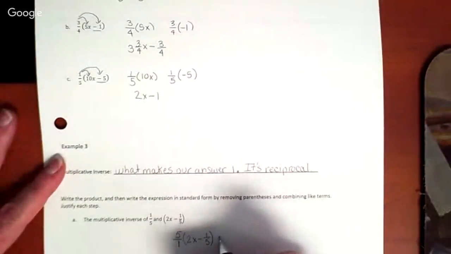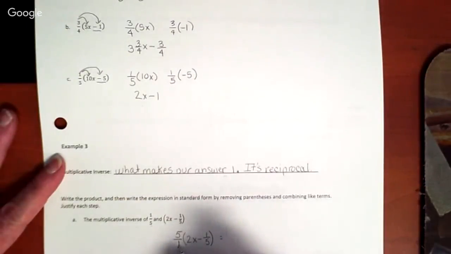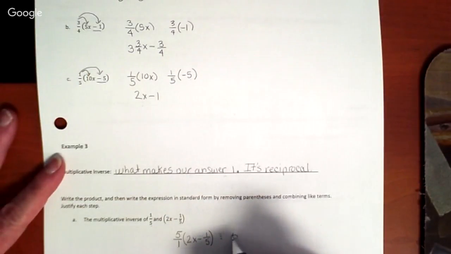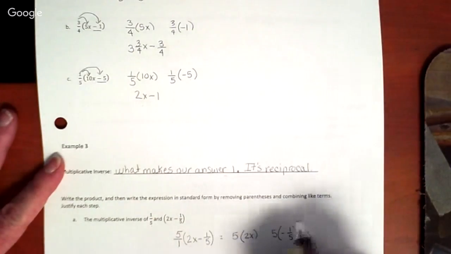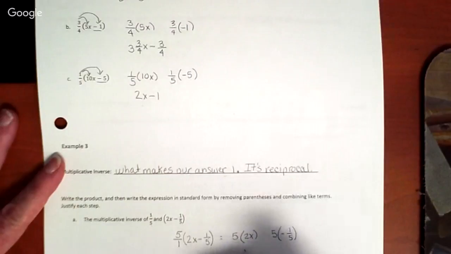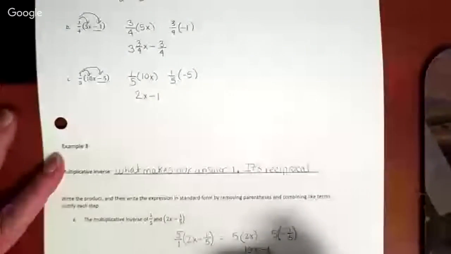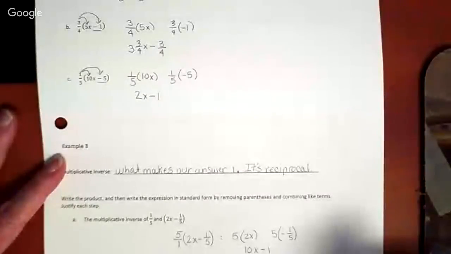Okay. So 5 times 2x and 5 times, so 5 times 2x is 10x. 5 times negative 1/5 is negative 1. Okay. Next.